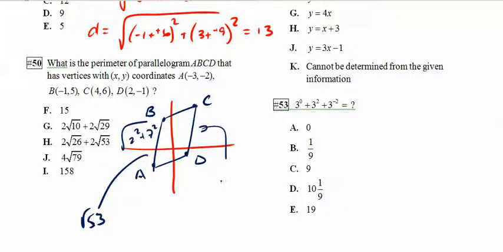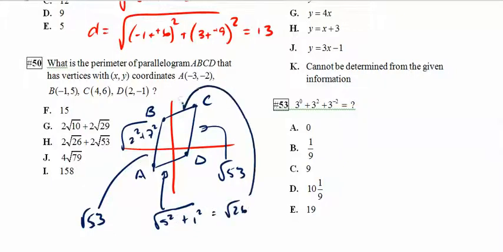So is this side. And from A to D is 5 squared plus 1 squared, which is radical 26. And same thing over here. So 2 radical 26s and 2 radical 53s.